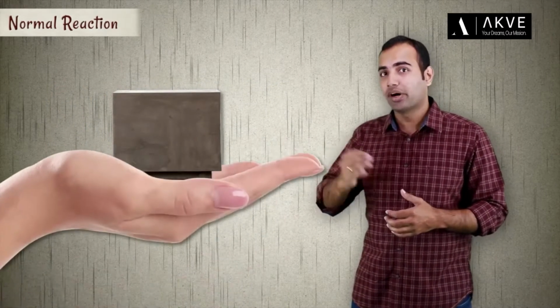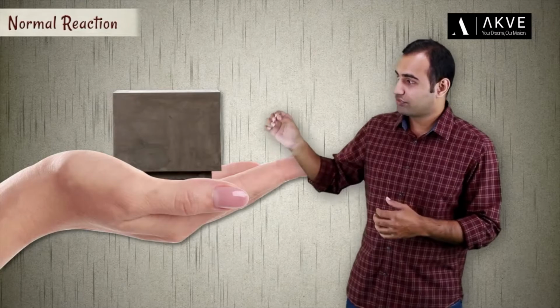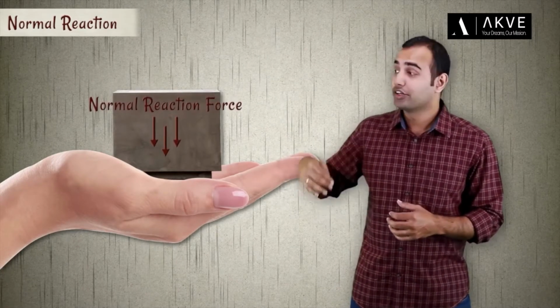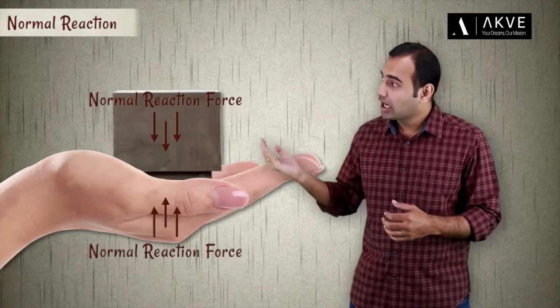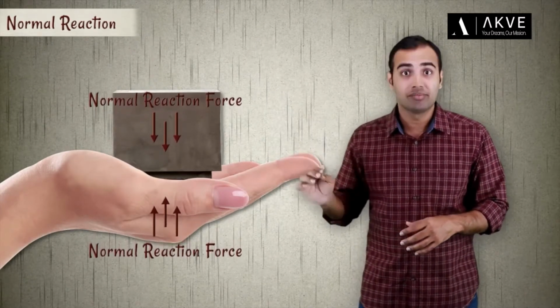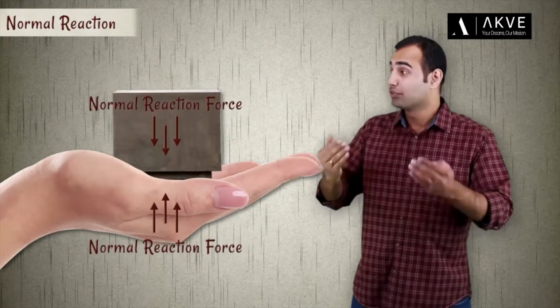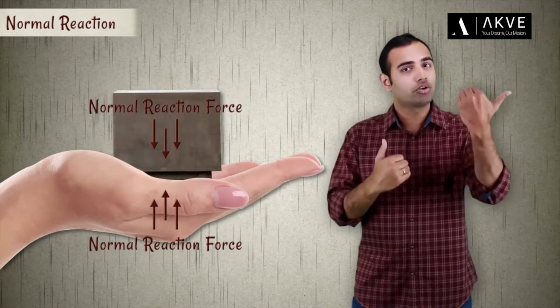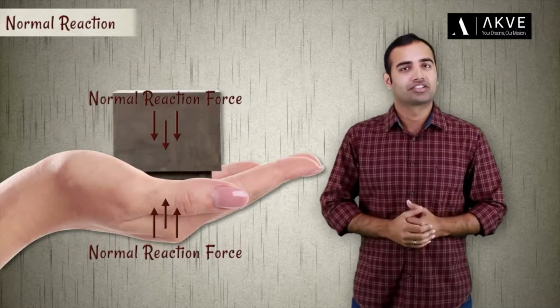Taking an example, consider a block placed on your palm. Now the block applies a force downwards on your palm, and your palm applies an equal and opposite upward force on the block. So the force applied by the block on your palm is the normal reaction force, and the force applied by your palm onto the block is also normal reaction force.